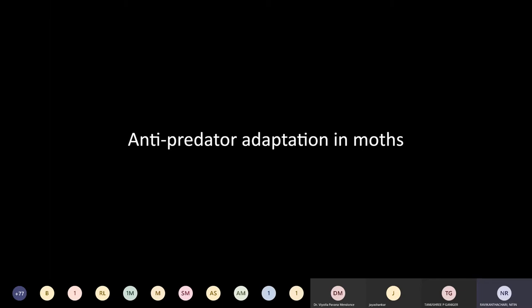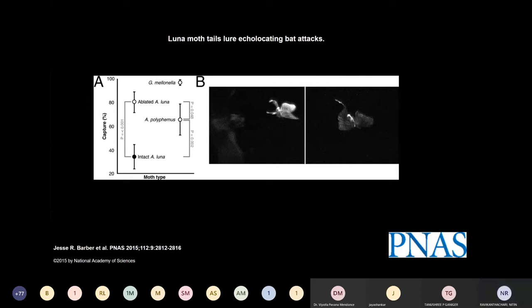And the most well-known of that is echolocating. Probably the most common predators of moths are bats, because bats are active at night and moths are also active at night. So bats eat moths all the time. So how do moths avoid bats? We all know that bats use echolocation to identify moths. So what moths have developed is that they use their hindwing tails.